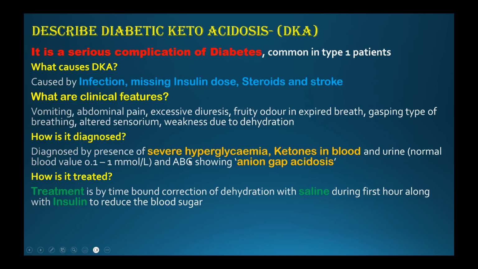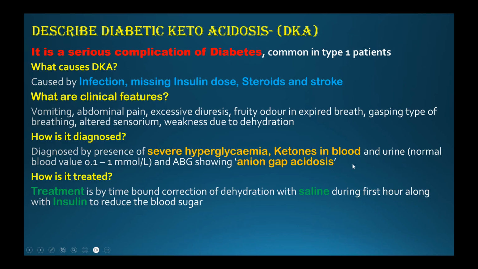It is diagnosed by severe hyperglycemia, which is normally more than 300, ketones in the blood, and high anion gap metabolic acidosis. So these are the three things. You have to take the electrolyte values also in this. That as well has to be taken.